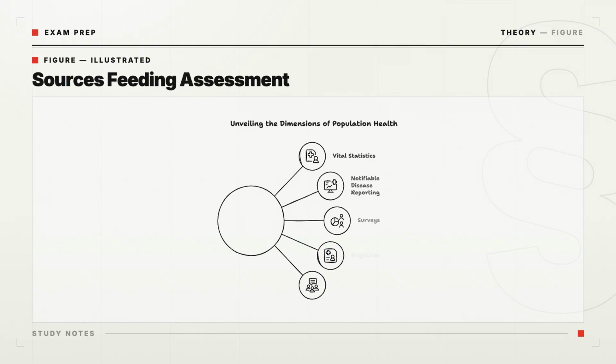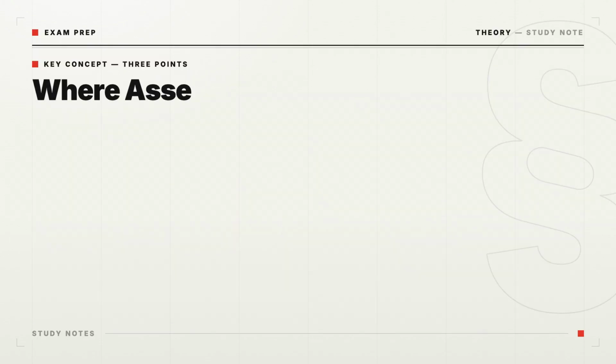The mechanics behind assessment are concrete. Vital statistics supply births and deaths. Notifiable disease reporting supplies communicable disease counts. Surveys capture behavior and access. Registries track cancer and immunization. And community assessment adds interviews and forums. Together, these convert raw counts into rates that let places and time periods be compared honestly.